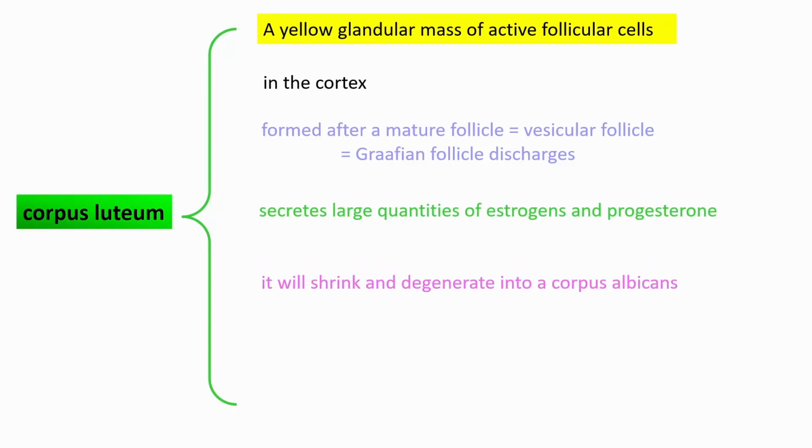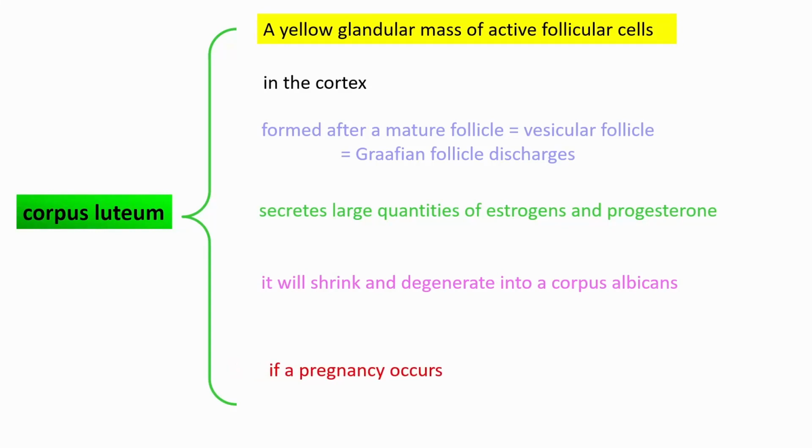Is it going to stay active and secreting? The answer is no, it depends. When pregnancy does not happen, it is going to be atrophied. That is, it shrinks and degenerates into a white scar in the cortex of the ovary called corpus albicans.